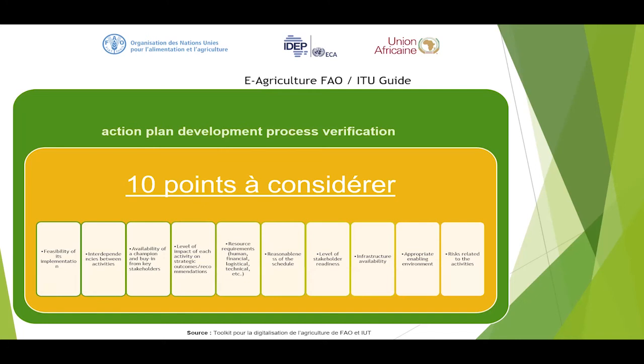So there's an action plan development process verification, and there were 10 points that were considered, and you can look through them very quickly. The feasibility of the implementation of this guide, the interdependence between activities, the availability of champions and buy-in from key stakeholders. So first of all, maybe just to take you back a bit, feasibility: is it possible? Is it necessary? Is it doable? Is it achievable? That was one of the things that were considered.